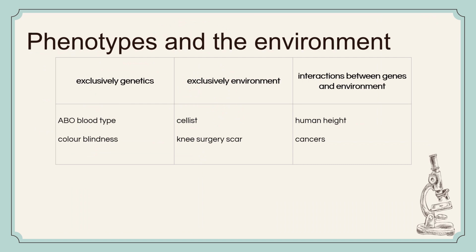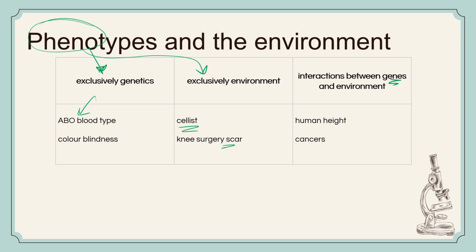Genotypes are the combinations of alleles that we have for a trait. Phenotypes are the physical traits that we can see that are influenced by those genotypes. Sometimes our phenotypes are exclusively genetic, like our blood type. This is just about what genes we have. Some of our phenotypes, so some of our traits, come just from the environment and have nothing to do with our genes. Learning how to play the cello is about your environment, your experience. It's not about what gene you were born with. Having a scar from knee surgery, again, this is about your environment, not about a gene.